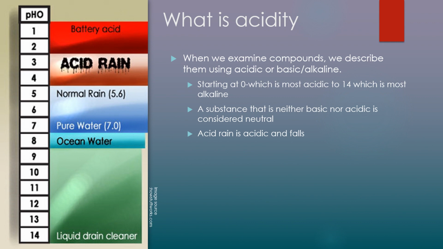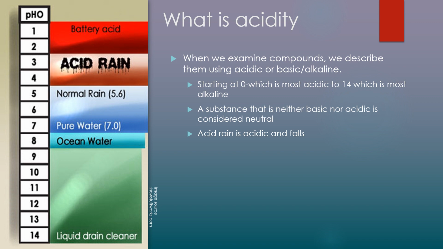What is acidity? Well, acidic and basic are two ways that we describe chemical compounds. And how we do that is we use a pH scale, and it measures from 0 to 14. 0 is the most acidic, and 14 is your most basic, or you can call it alkaline. And as you can see, pure water is at 7.0. When it's neither basic nor acidic, the compound is considered neutral.